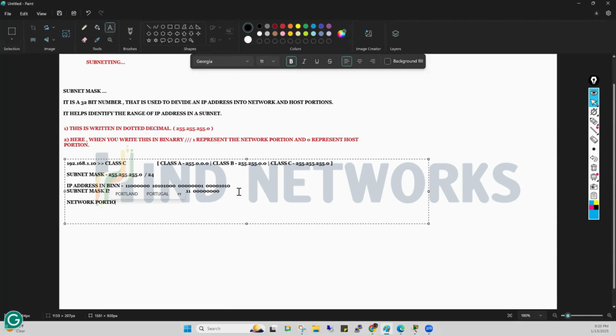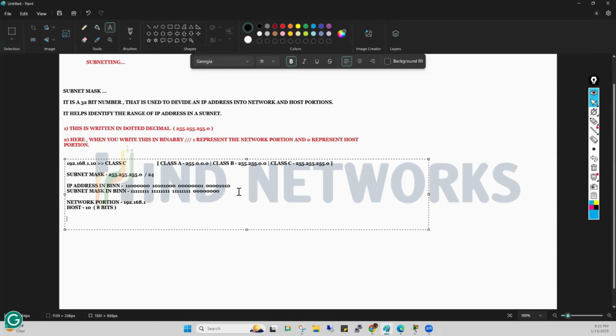So what is the network portion here? 192.168.1. That is the network portion. And if we talk about the host, what is the IP address? 192.168.1.10. So 10 is the host. How many bits? Only 8 bits. Clear, guys? Everyone, yes or no?